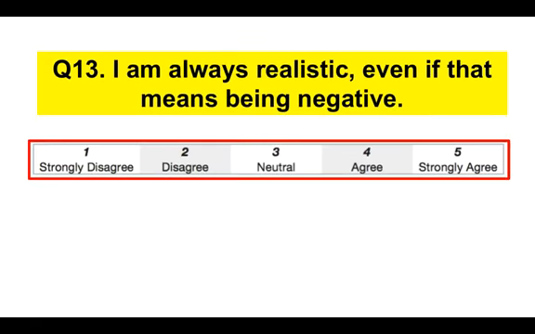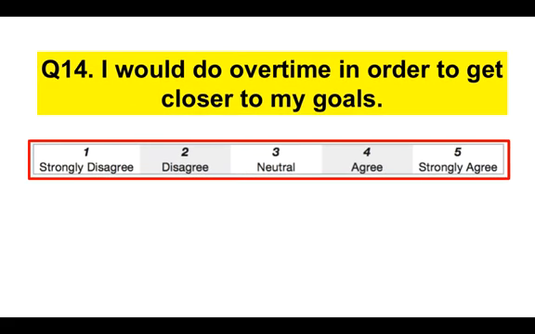Number 13, I am always realistic, even if that means being negative. I would disagree with that. Tell me how you would answer that. Question 14, I would do overtime in order to get closer to my goals. Yes, strongly agree. That shows that I'm a flexible person. Remember, I did put up at the beginning those top 10 traits, and one of them was flexibility. Don't forget to revisit those. They are very, very important.